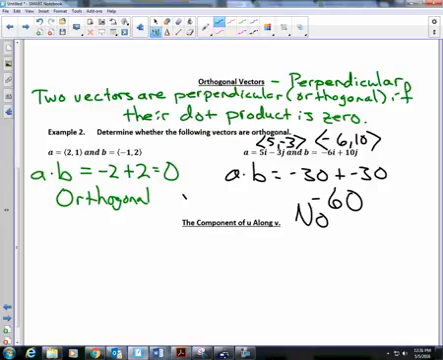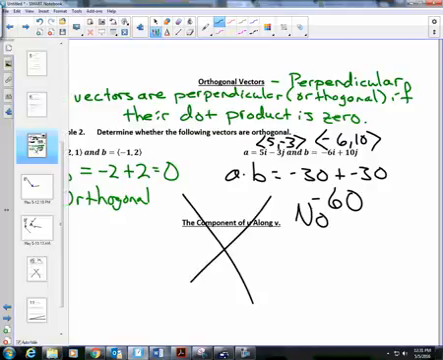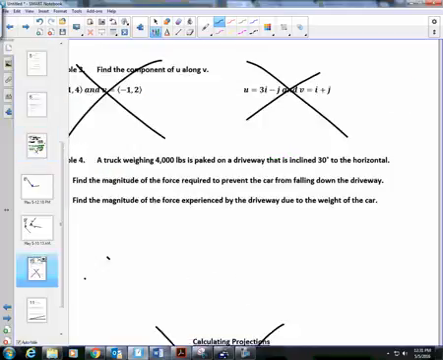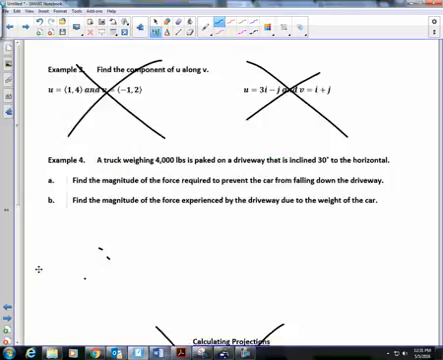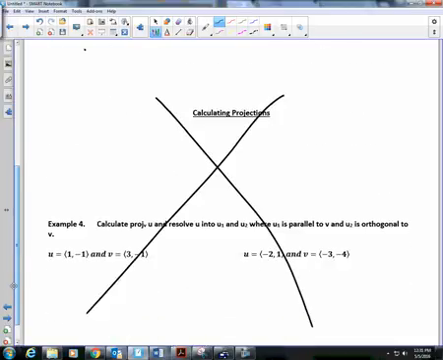Let's cross that off. Let's cross that off, too. Let's do this one later. Since we don't really need to calculate projections, let's cross it off.